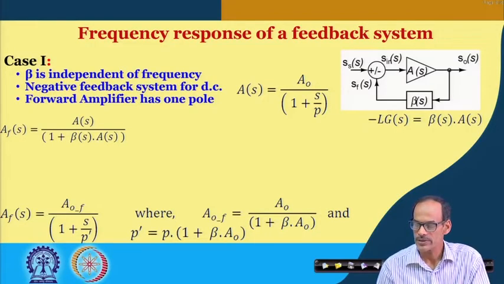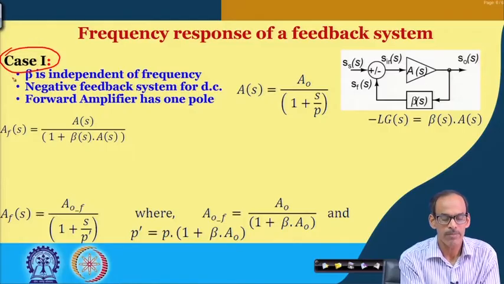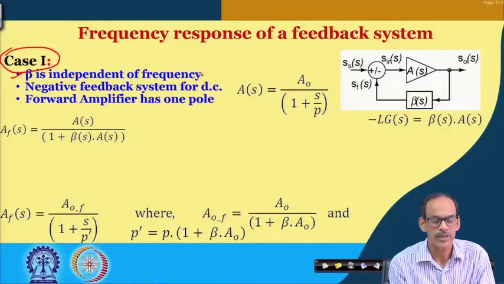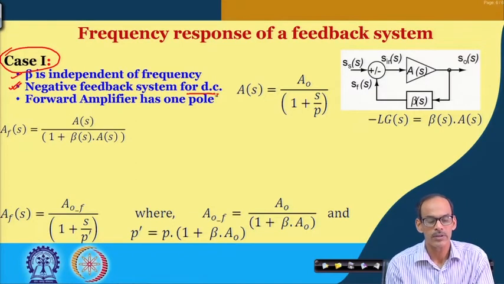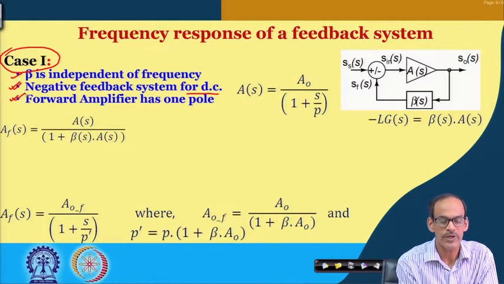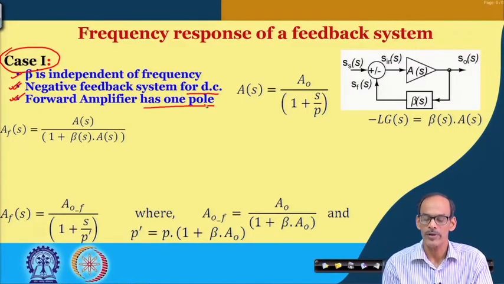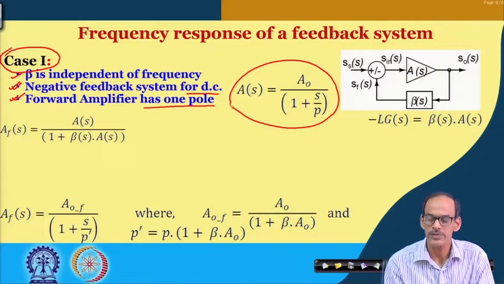What we have in this situation is, when we say case 1, we assume that beta is independent of frequency. So, we can see that beta remains constant, and the system is a negative feedback system in DC condition. Let us consider that the forward amplifier has a transfer function with only one pole, which means that A(s) can be written in this form.